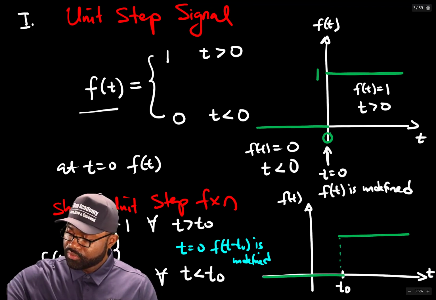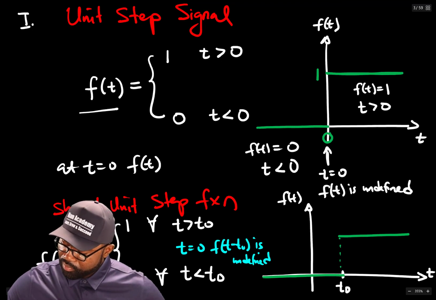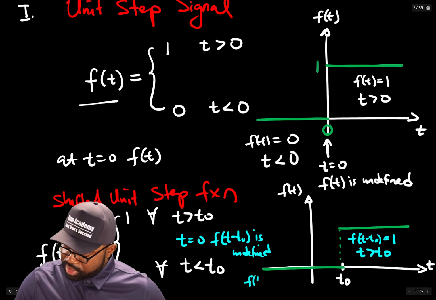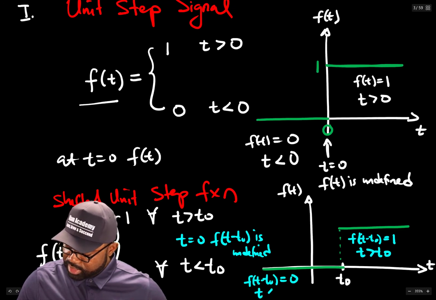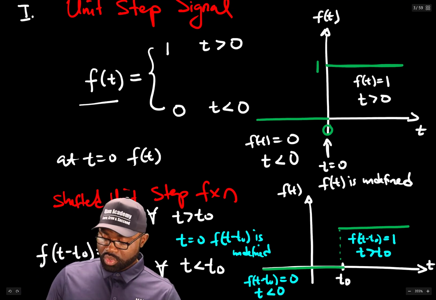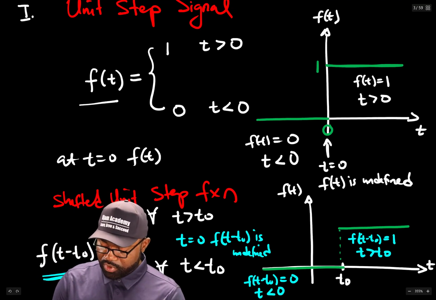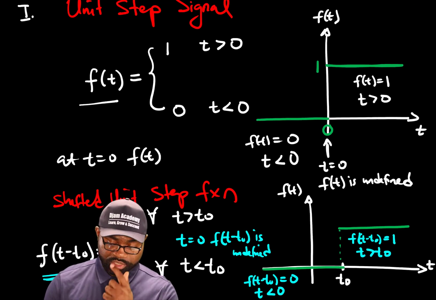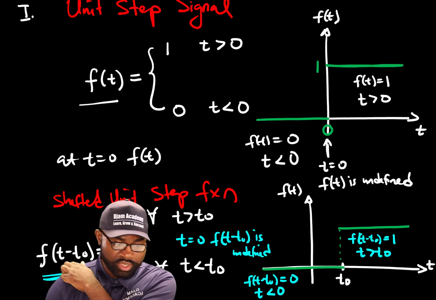What do you notice? You notice that f of t minus t naught is equal to 1 when t is greater than t naught, but f of t minus t naught is equal to 0 when t is less than t naught. We call this function a shifted unit step function.